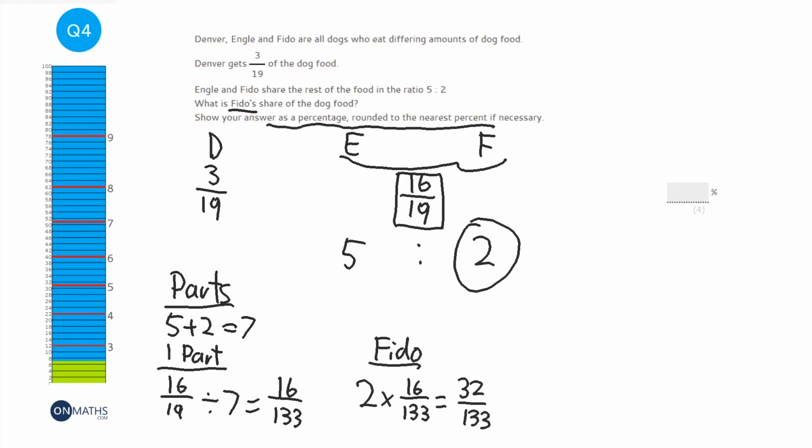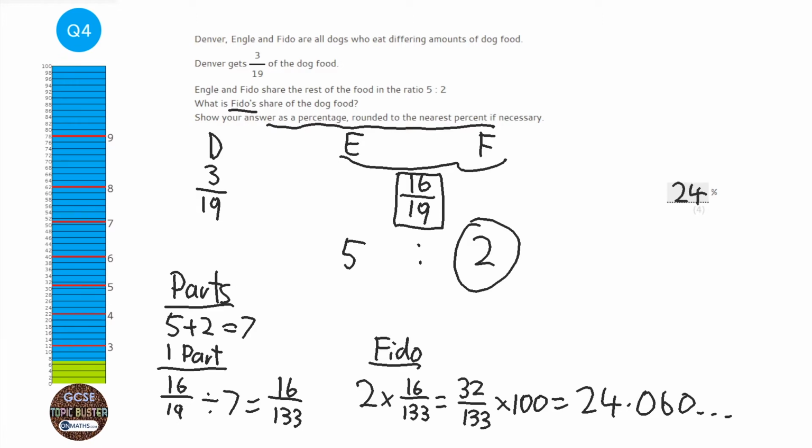So to work between fractions and percentages, I just need to times by 100. So what I can do is just times that by 100. I'll do it on the calculator, times by 100, and press S to D if it comes up as a fraction, and it says 24.060 and so on. So to the nearest percent, Fido gets 24%.